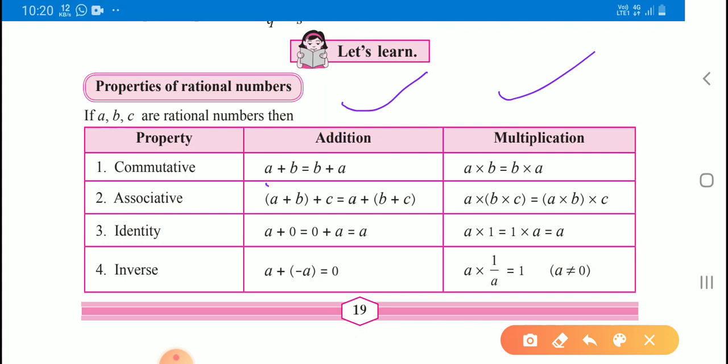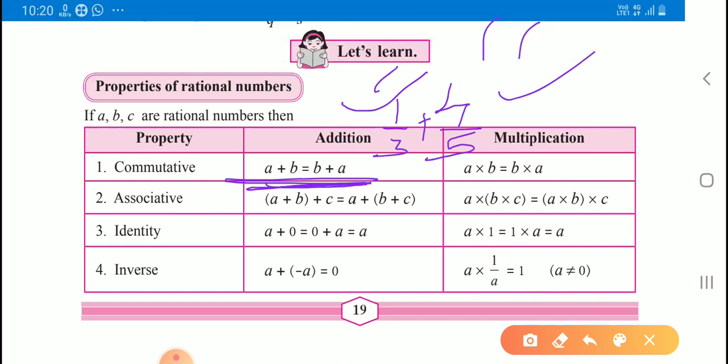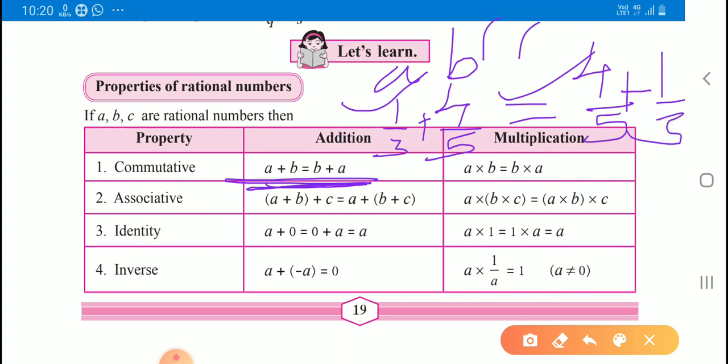First we will see the addition property, that is a plus b is equal to b plus a. Suppose we take any rational number. I will take the rational number 1 upon 3, plus I want to add 4 upon 5. This is our a and this value is b. So I can write it as 4 upon 5 plus 1 upon 3. I just changed the place. But the value of these two remains equal.